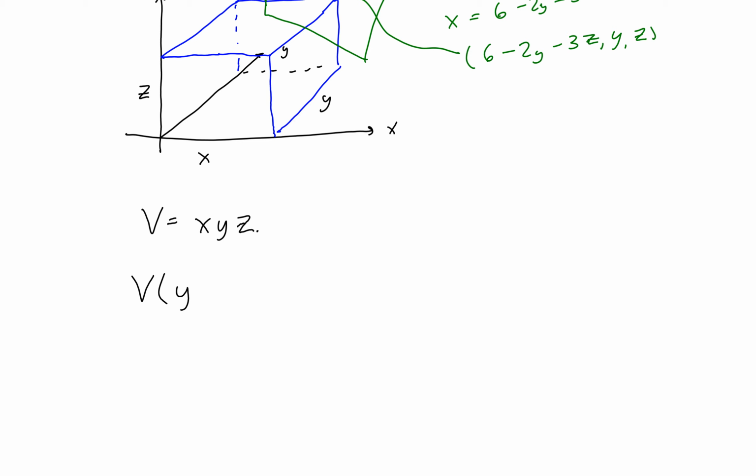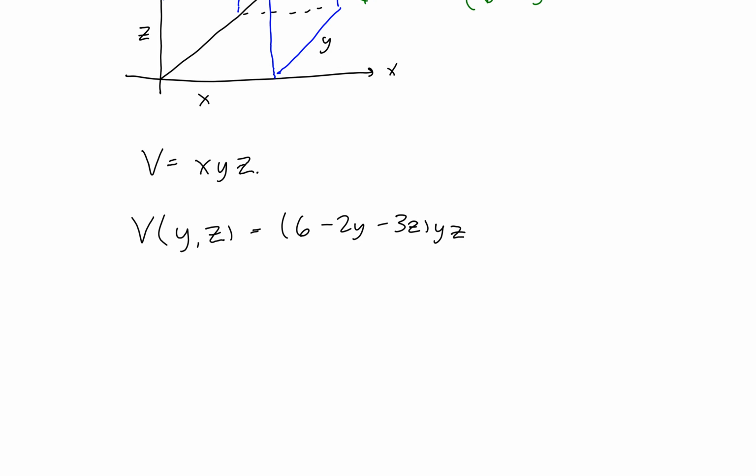So I can say V of just two variables, y, z, and then we can replace that x with our requirement that it be on the plane, and then times y and z. And so now this gives us the volume in terms of two variables, which we know how to work with. And now we want to maximize this volume here.